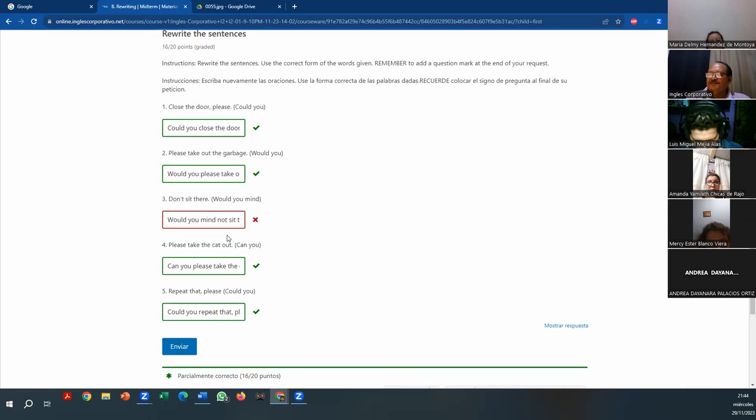Okay, and number three. Would you mind don't sit there? Not sit there. That's what it says. And it's wrong. No, but the verb do, don't. Would you mind not? Because you cannot use would you mind don't, because would is not the auxiliary verb of don't. So the mistake is in this area. Not sit there. Don't sit there. No, because you are using would you mind?